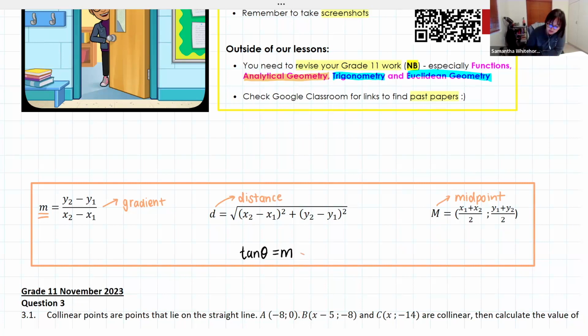What is this formula at the bottom, this tan theta formula? What does that help us find? Okay, so you definitely use the gradient here. So this is saying tan theta is equal to your gradient. What does it help you find? Nice. Okay. Nicole, I hope I'm saying that correctly. Correct me if I'm wrong. This is your angle of inclination.